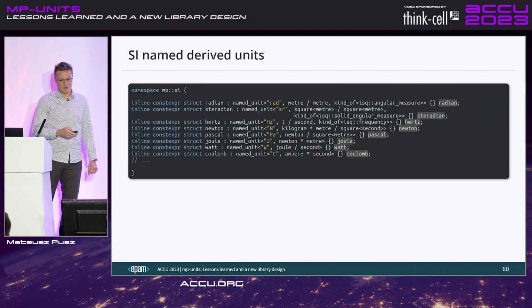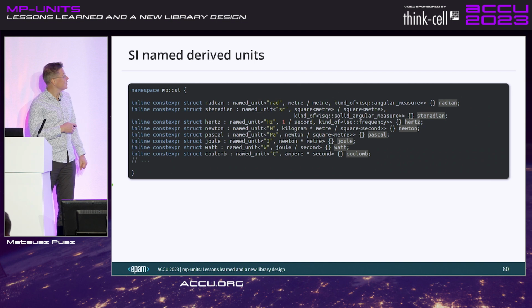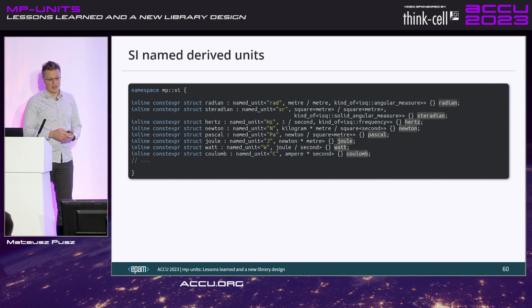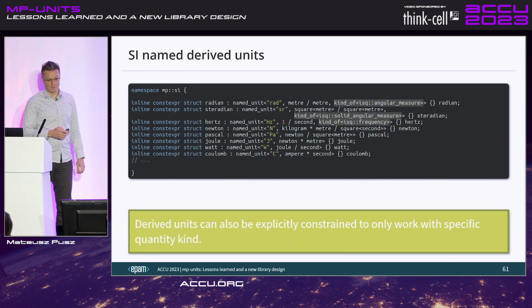And then you have derived units that basically are exactly similar in terms of definition to quantity specs, right? You have, again, division of objects, right? And you get other objects and you have those expression templates as a result of those. Everything works nice. And you can even constrain some specific derived units to specific kinds as well.